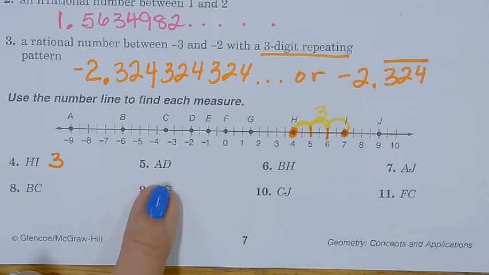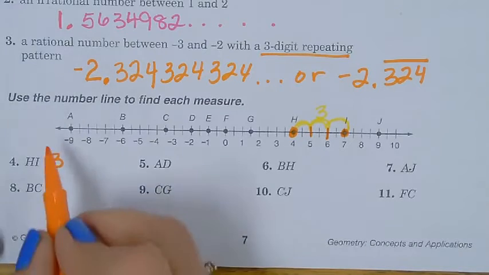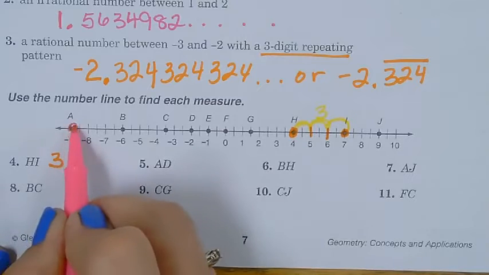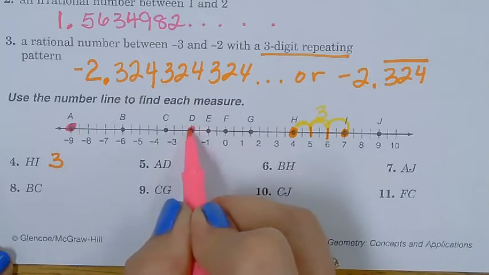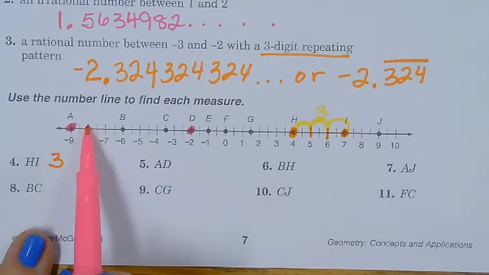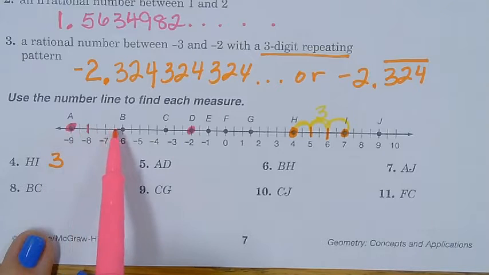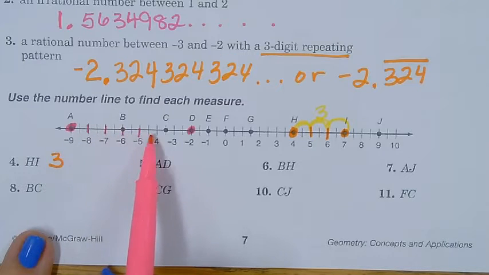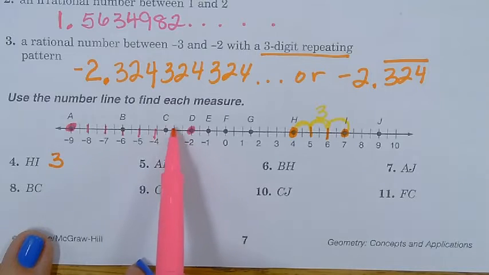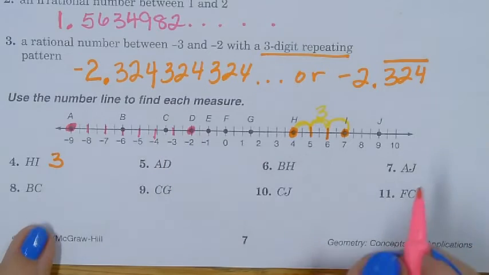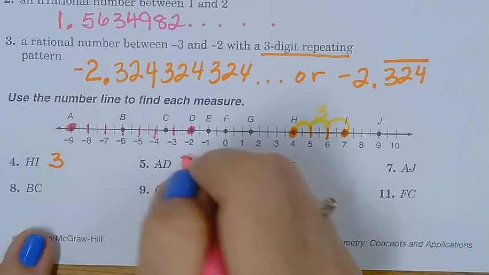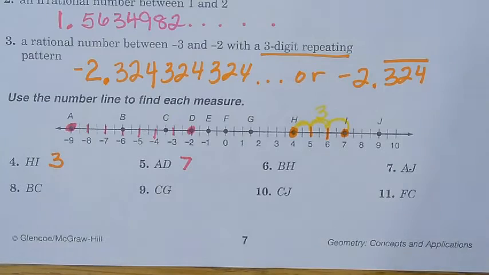Okay, so let's look at AD. So starting at A and going to D, if we start to count them up yourself. 7? So go ahead and do the rest of them real quick. Count them up. There's some that are like at a halfway point, so make sure you consider that.